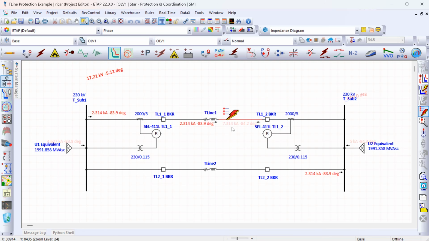And the currents are entering the transmission line from both sides, so they're flowing into the polarity marks on both CTs. So I'm not going to subtract or add 180 degrees for the current angle. I'm just simply going to add up these two numbers to get the differential current. So let's go ahead and do that.